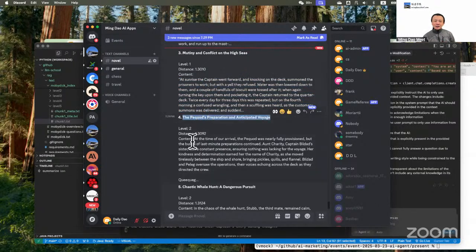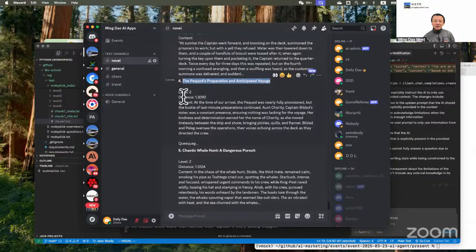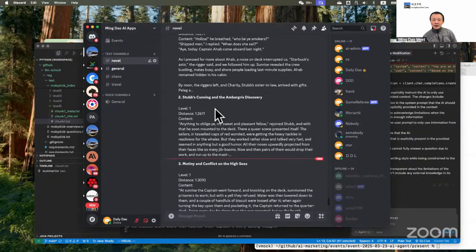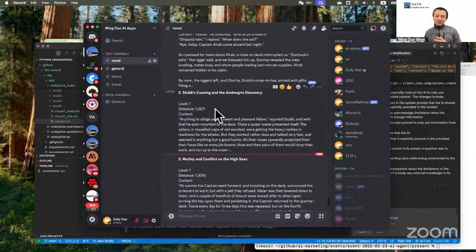And then the fourth one is this person, he has prepared for another voyage. This is level 2, it's a summary of level 1, so it's not original text. And then this one, chaotic whale hunt, is the final paragraph that's used as supporting evidence to answer my question. Again, this is level 2. So you can see the content where the RAG system actually retrieved from the vector database to answer the question.